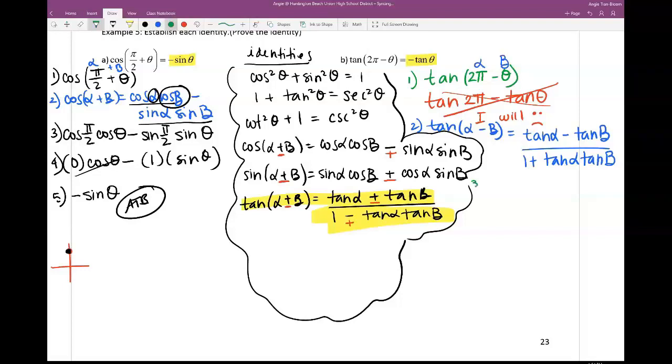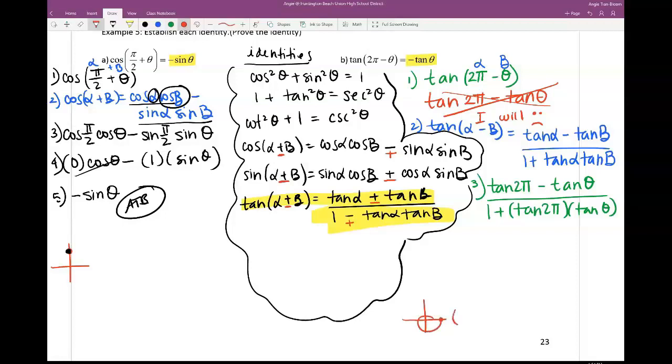So here we go, step 3. Alpha is really 2 pi, so tangent 2 pi, minus beta is really theta, all over 1 plus tangent of 2 pi times tangent of theta. Okay, well, let's find out where 2 pi is. Okay, 2 pi is 2 right there. Okay, tangent at that location is 1, 0. Tangent is y divided by x. So if you think about it, it is really 0 divided by 1. So tangent of 2 pi is 0.